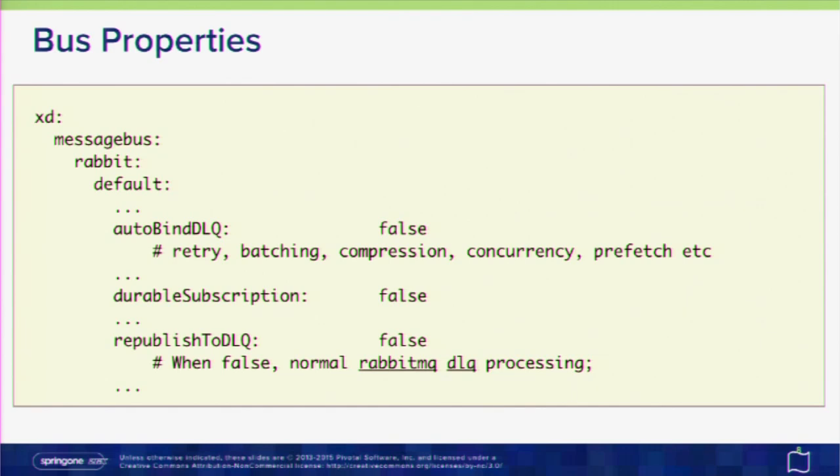The durable subscription property is an interesting one. This was a change in XD 1.2. XD has a notion of publish subscribe. I said there's bind consumer and bind producer; we also have publish subscribe. So, for instance, a tap, and we'll see examples of this shortly. When you tap into a stream, that is by definition a publish subscribe environment, because multiple streams could tap into another stream.